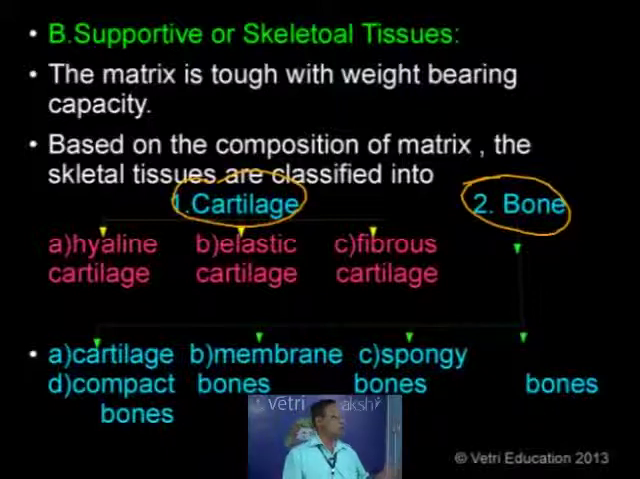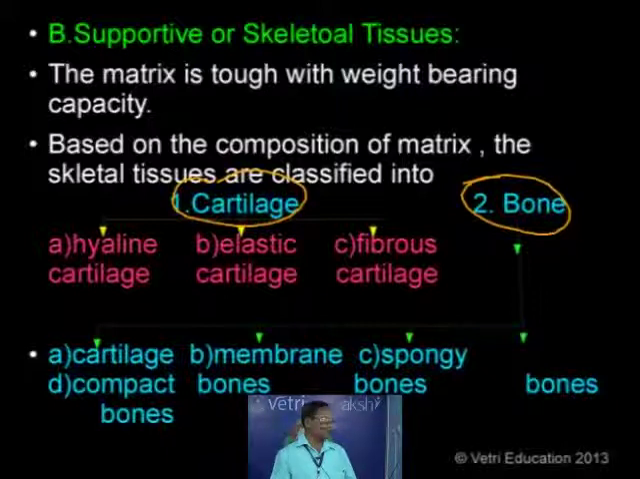And if you are taking cartilage, once again, it is classified into three different types based on structural aspects, based on the location, etc. Accordingly, we have hyaline cartilage, elastic cartilage, and fibrous cartilage. And again, the bones we will go to one by one later. Now, I would like to give the outline classification of cartilage and bone.